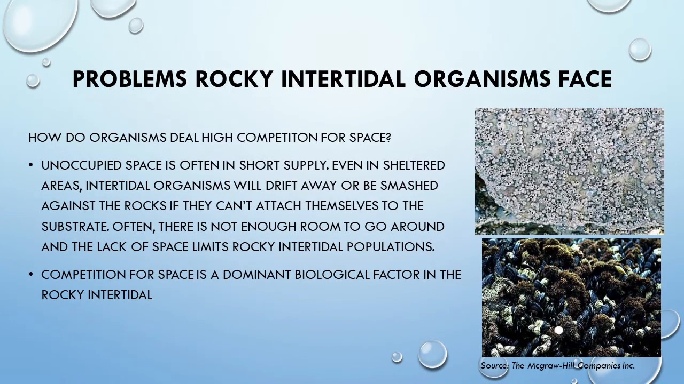Problem number 4. How do organisms deal with high competition for space? An occupied space is often in short supply. Even in sheltered areas, intertidal organisms will drift away or be smashed against the rocks if they can't attach themselves to the substrate. Often, there is not enough room to go around, and the lack of space limits rocky intertidal populations. Competition for space is a dominant biological factor in the intertidal.